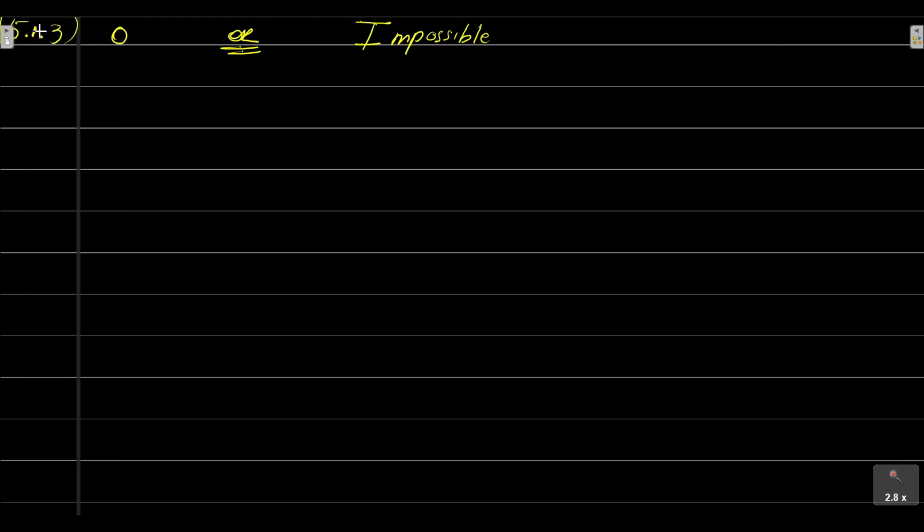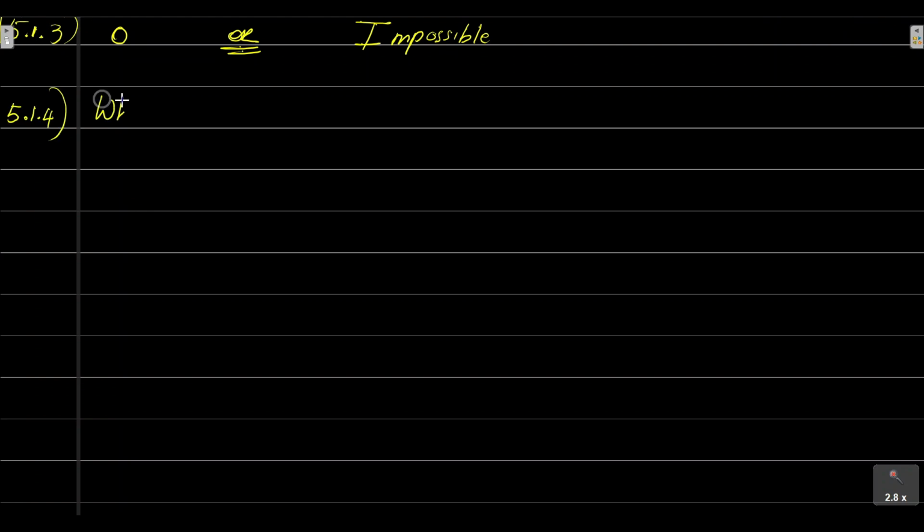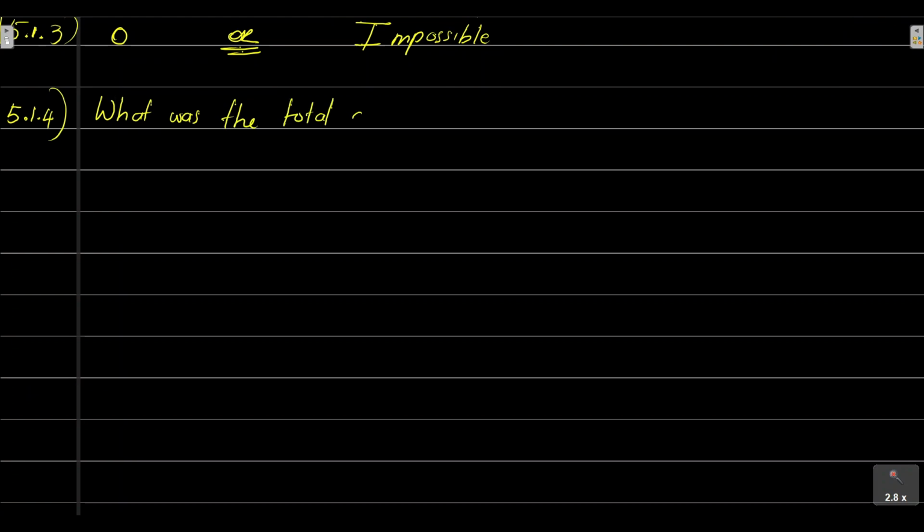I'm going to write this down. This is question 5.1.4. What was the total gross value for production for 2021? And we already know that the total would then be 100%. That is what we want to determine. What is 100% of the total of the gross value of production?